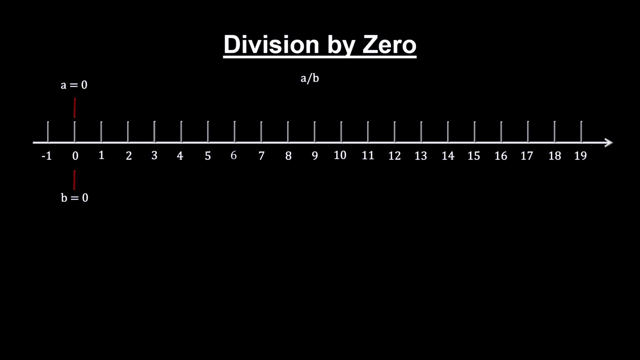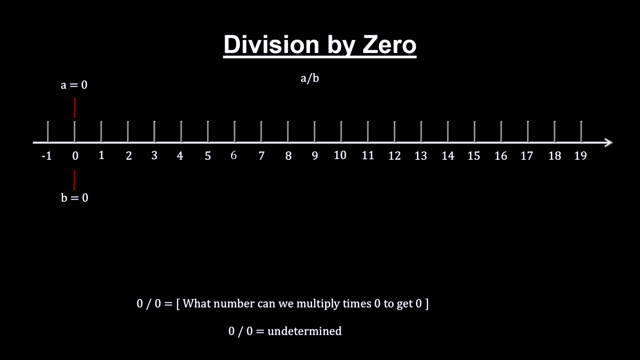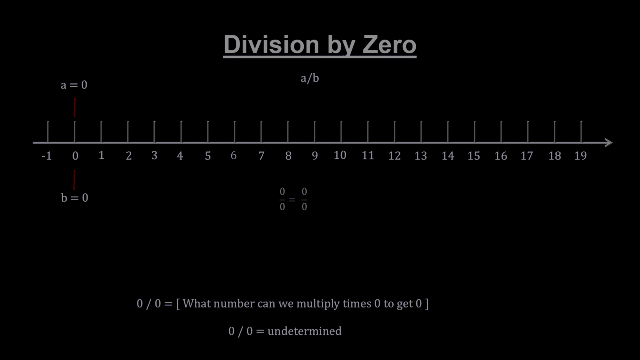Now, if a is 0, we're asking what number, when multiplied by 0, would give us 0. The answer is any number at all, because any number multiplied by 0 would give us 0. This makes 0 divided by 0 completely undetermined. It can be any number you can think of. This is what gave us the 1 equals 2 result.